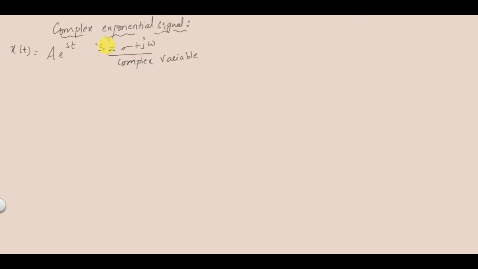Since it is written as an exponential of a complex variable, it is called a complex exponential signal. Based on different values of sigma, omega and s, that is the combined value sigma plus j omega, we have different types of complex exponential signals. We'll write it as cases and analyze each and every case.